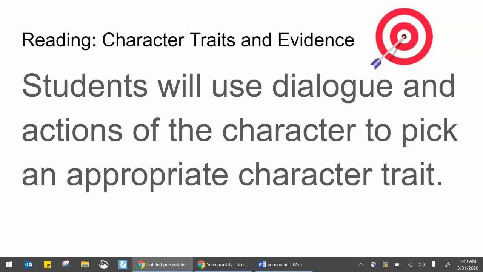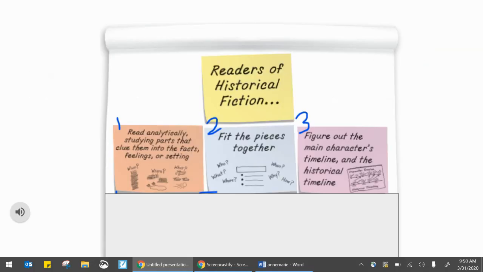If you remember yesterday's lesson, we were using the actions, the dialogue, the evidence of the character to pick an appropriate character trait, and we're going to work on that again today. We're doing historical fiction, and so I wanted to start out this lesson with a little bit of the nuts and bolts of what is historical fiction, because we haven't really talked about that yet. And then moving on, I would like to go to a different character besides Anne Marie and practice gathering character trait words that are appropriate for a new character.